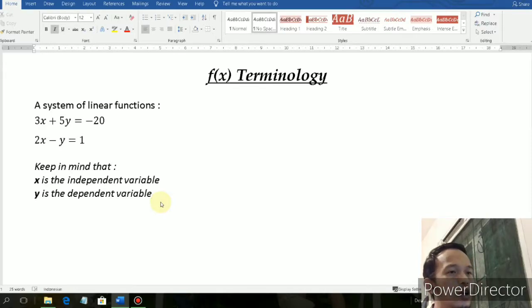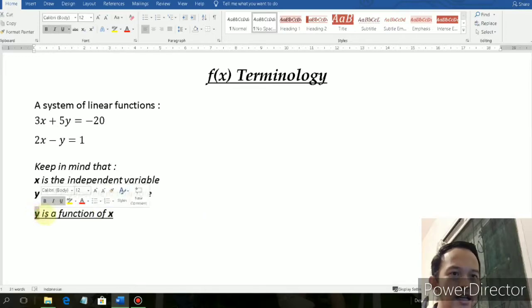Okay, so in order for us to see clearly the relations between the dependent and the independent, I don't want us to keep this form ax plus by equals c, since we cannot visibly see which one is the independent and which one is the dependent. We need to use a form that shows that y is a function of x.